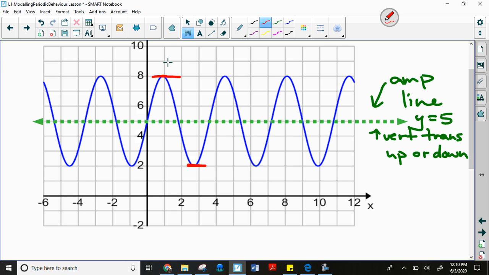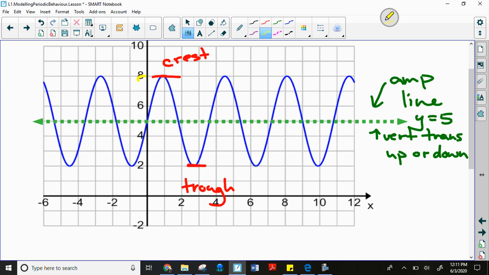Crest, trough. And they represent a minimum and a maximum for this periodic repetitive relationship. Our amplitude, if we say it's the difference between the crest and the trough, is half of the difference. So 8 minus 2 is 6. 6 divided by 2 is 3.